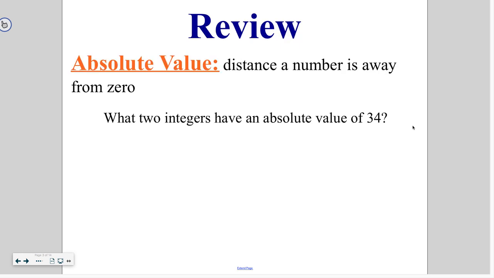Quick review of what it means to have an absolute value. That is the distance the number is away from zero. So go ahead and quickly answer, what are the two integers that have an absolute value of 34? The answers are 34 and negative 34.